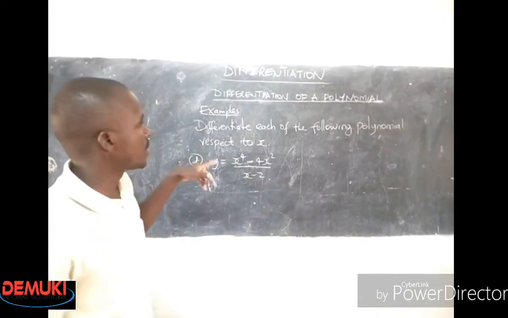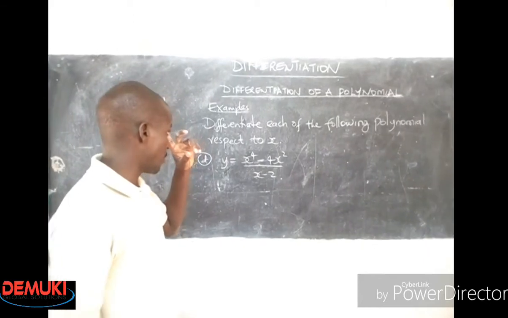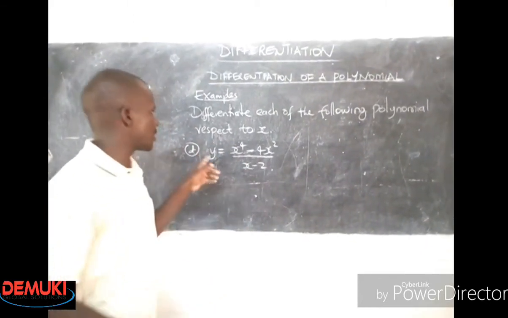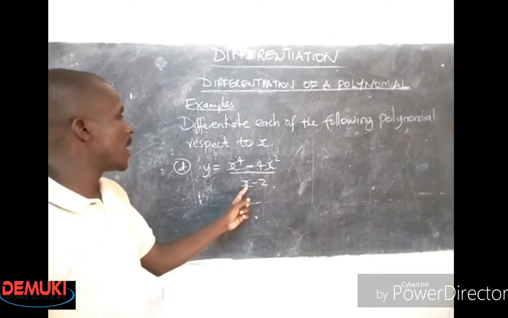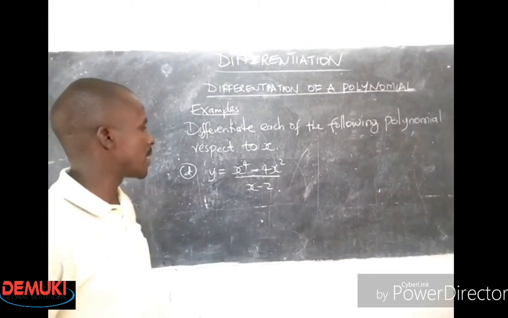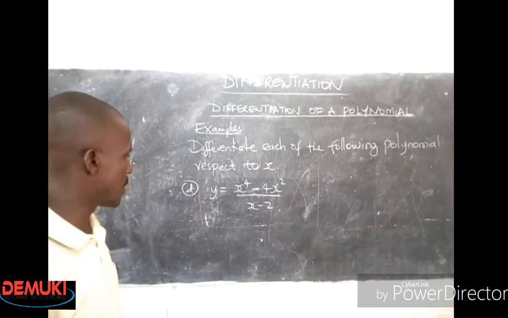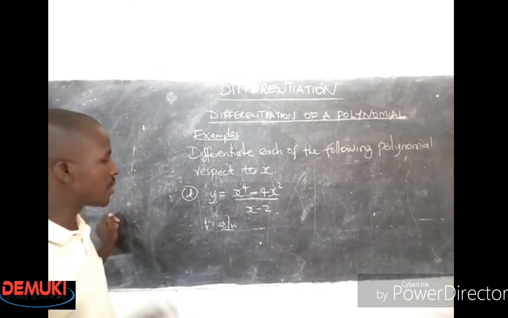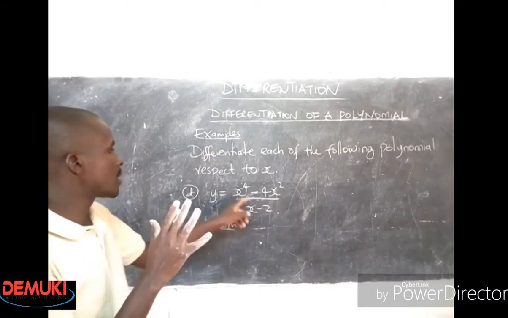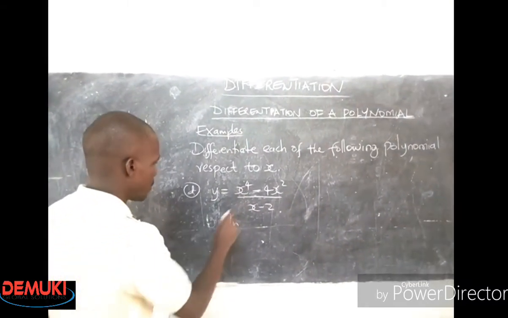This is our fourth example. We are being told to differentiate each of the following polynomials with respect to x. So this is it: y equals x to the power 4 minus 4x squared, then the denominator is x minus 2. So how do you solve such? Now, to solve this one, the first thing you do is simplify to the simplest form.